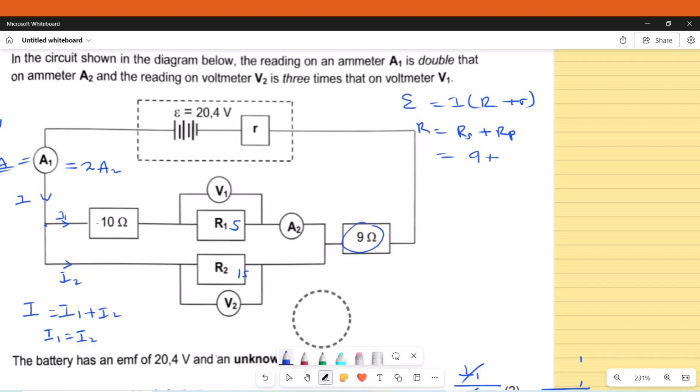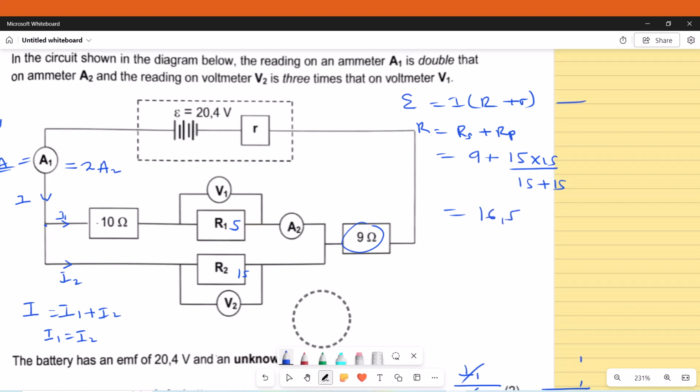Then in parallel I have these two here. What is 5 plus 10? That is 15. So I'm going to use product over sum. That is 15 times 15 divided by 15 plus 15. So what do I get as my total resistance? That is 9 plus 15 times 15 divided by 15 plus 15. What do you get, guys? Then here I get 16,5 ohms.